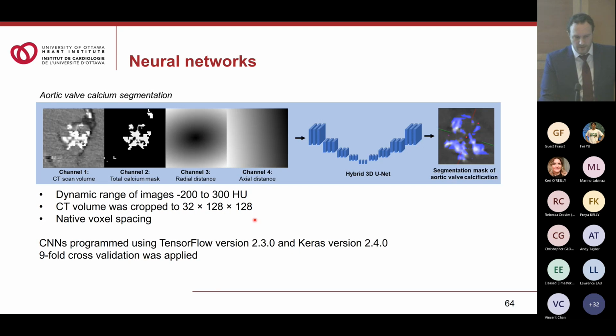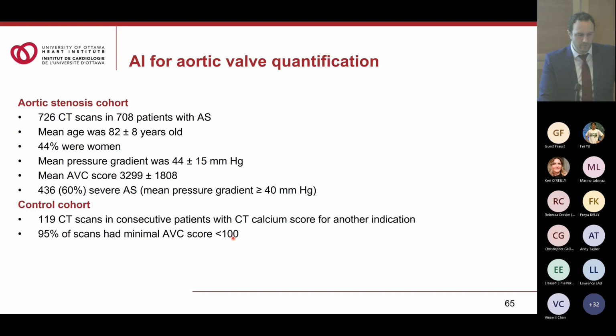We used TensorFlow, which is a standard library for machine learning. We use patients' scans from the Heart Institute. So we had 726 CT scans in patients with aortic stenosis. The mean age of those patients was 82 years old. 44% were women. And in terms of hemodynamic severity, the mean pressure gradient in those patients was 44, so definitely in the severe range. The mean aortic valve calcium score in that cohort was close to 3,300, so quite heavily calcified valves.